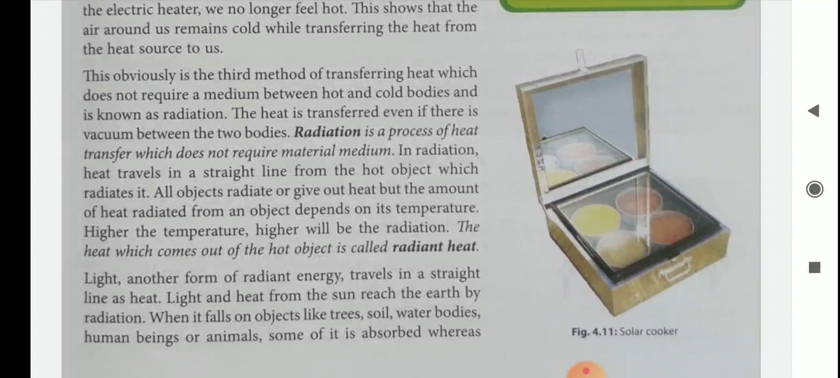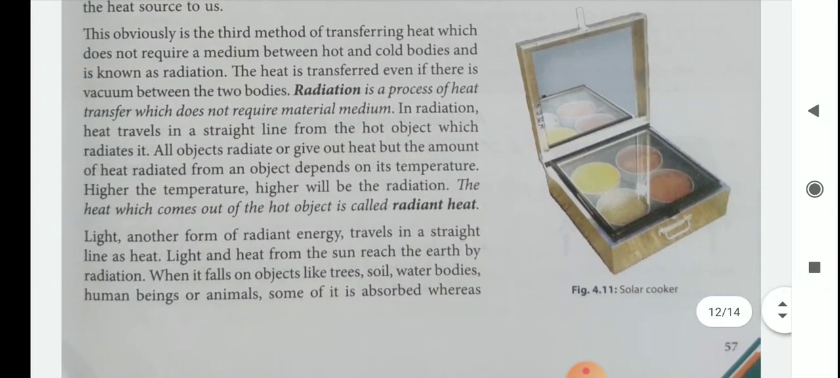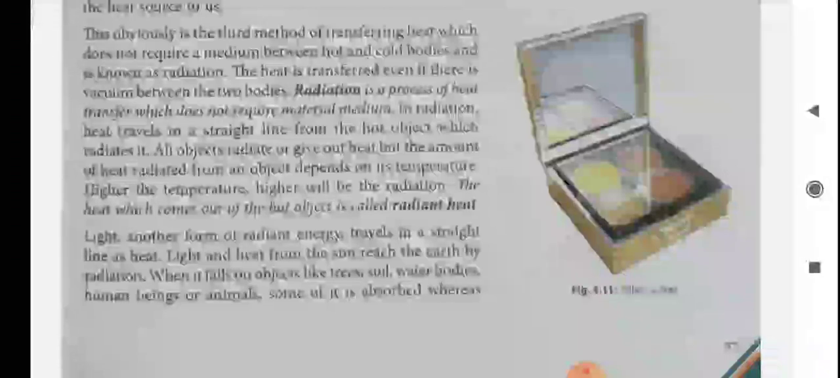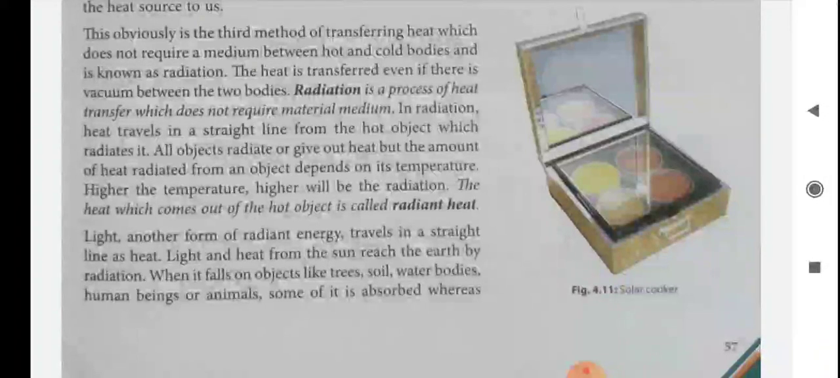All objects radiate or give out heat, but the amount of heat radiated from an object depends on its temperature. Higher the temperature, higher will be the radiation. The heat which comes out of the hot object is called radiant heat. Light, another form of radiant energy, travels in a straight line as heat. Light and heat from the sun reach the earth by radiation.